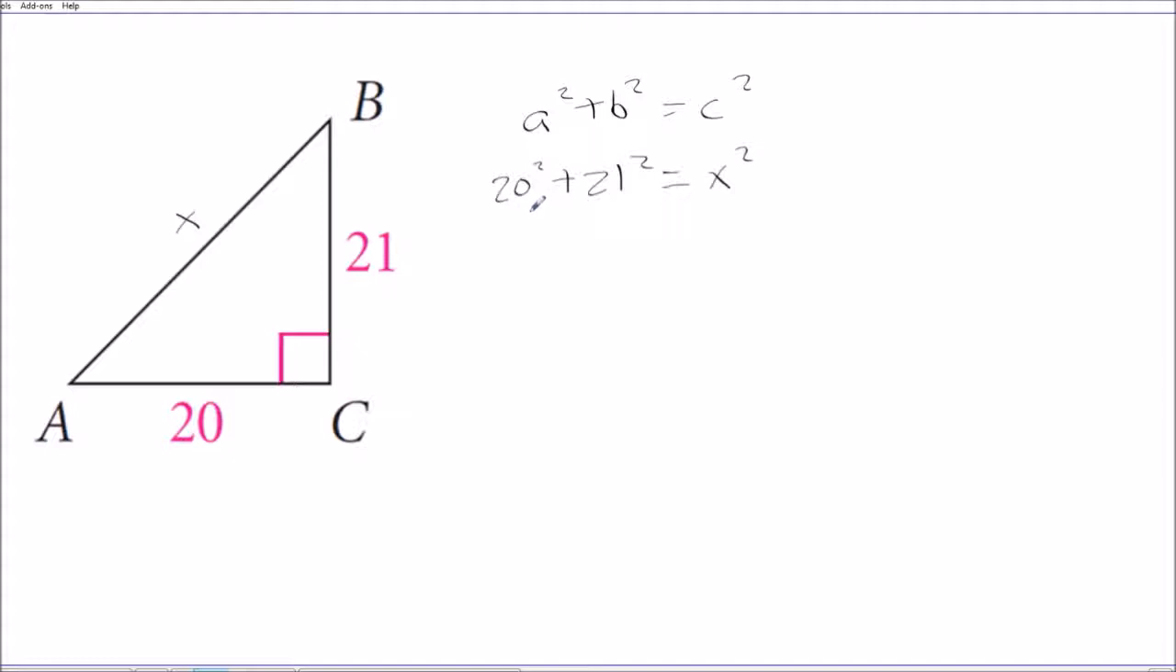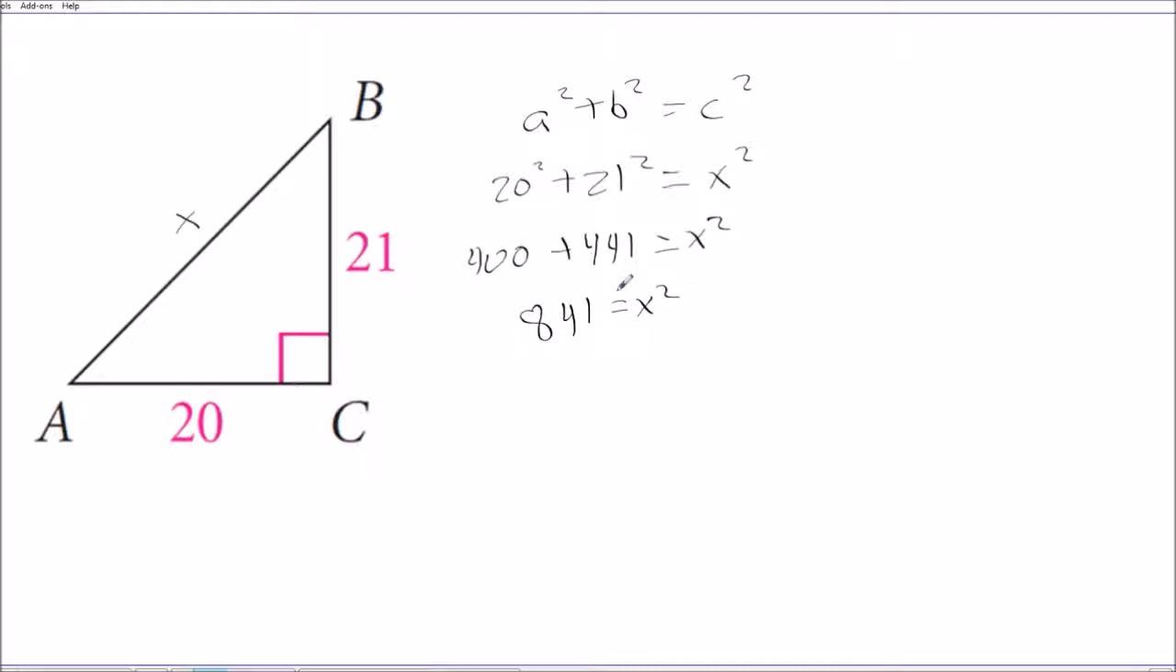Okay, so this means 20 times 20. Use a calculator if you need to. That's 400. And 21 times 21 is 441, and that equals x squared. And sometimes people get a little bit too excited here about this little x squared, but y'all, what we're going to do is what we know how, and we know how to add 400 and 441. So that's 841.